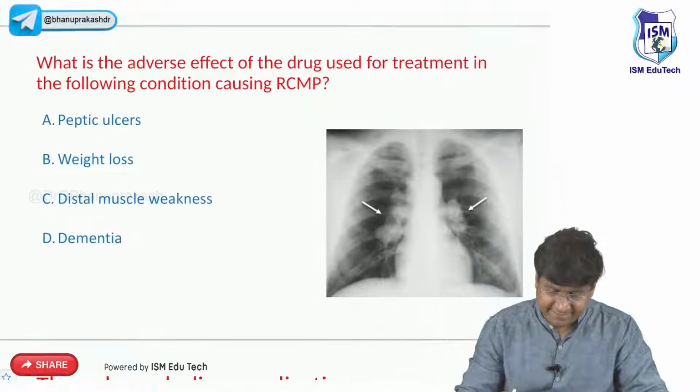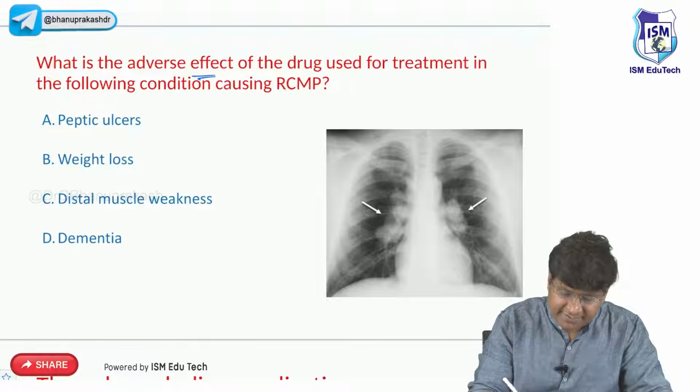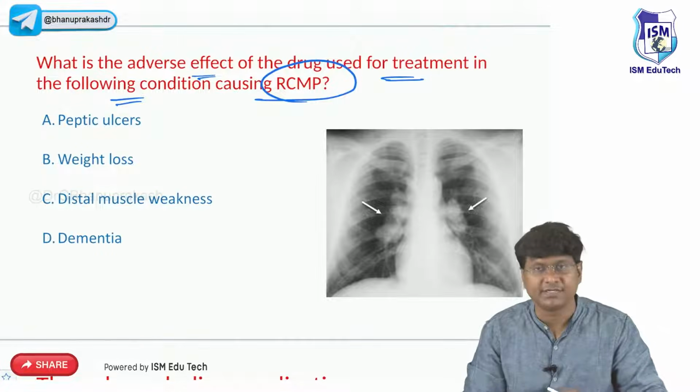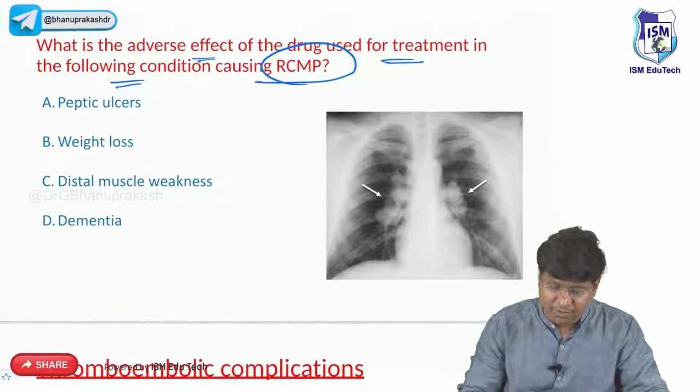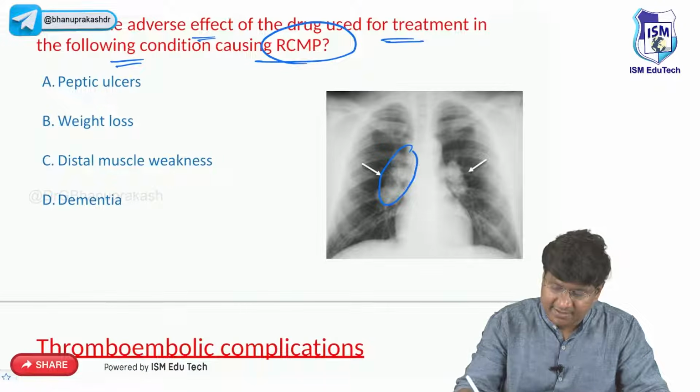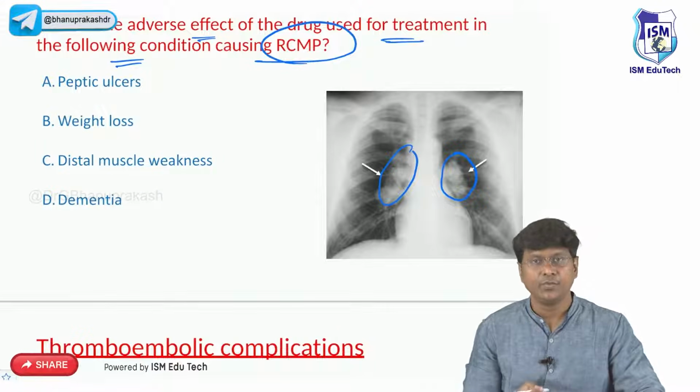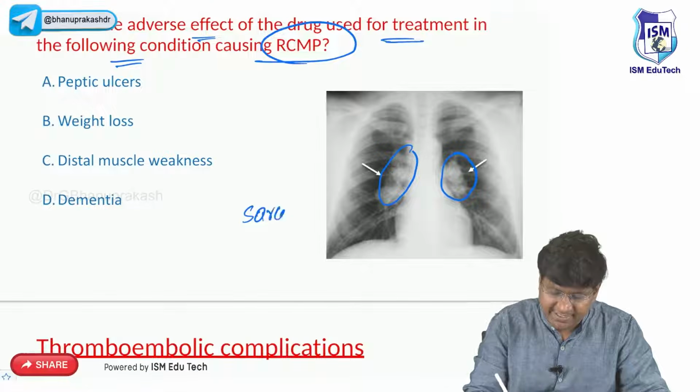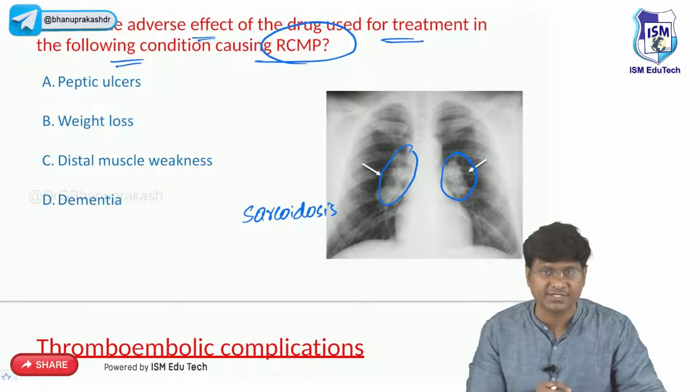Then, what is the adverse effect of the drug used for the treatment of the following condition that will be causing restrictive cardiomyopathy? So what are you noticing here? That is bilateral hilar lymphadenopathy. Where do you come across this most commonly? That is in sarcoidosis. So remember, sarcoidosis is one condition which will be causing restrictive cardiomyopathy.